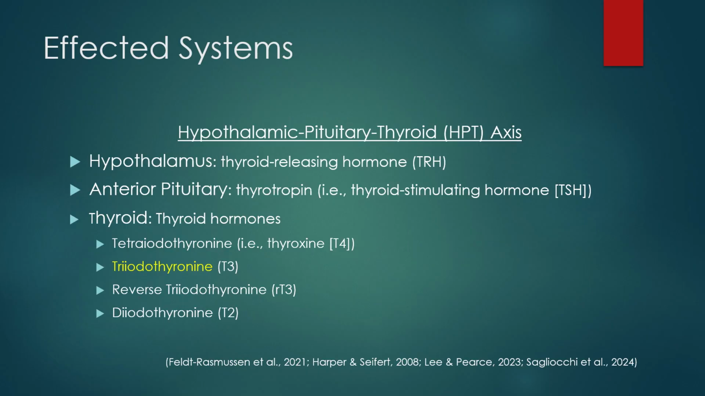Of the affected systems, the primary one that gets the most attention is the hypothalamic pituitary thyroid, or HPT axis, wherein the hypothalamus releases thyroid-releasing hormone that in turn stimulates the release of thyrotropin from the anterior pituitary. This hormone is otherwise known as thyroid stimulating hormone, abbreviated as TSH, and even in literature that only refers to this hormone as thyrotropin, TSH tends to be the abbreviation that's used.